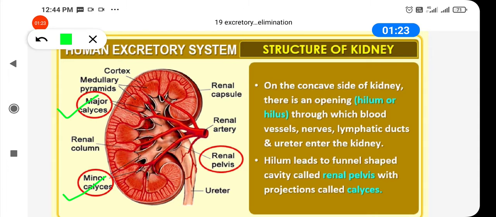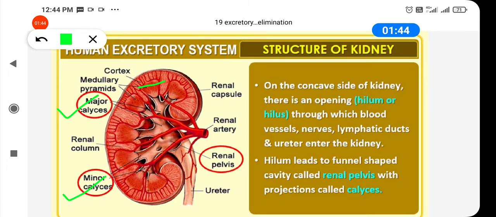The medulla projects into these calyces as conical processes, and they are called medullary pyramids, or renal pyramids. The tips of the pyramids are called renal papillae.